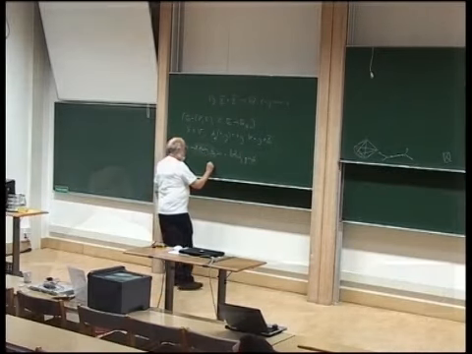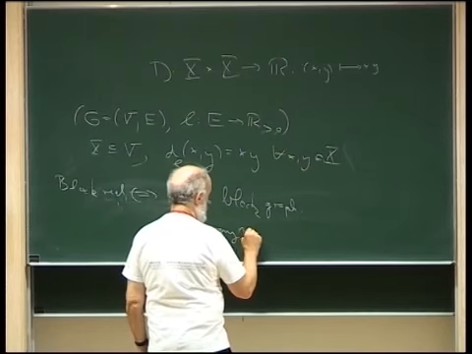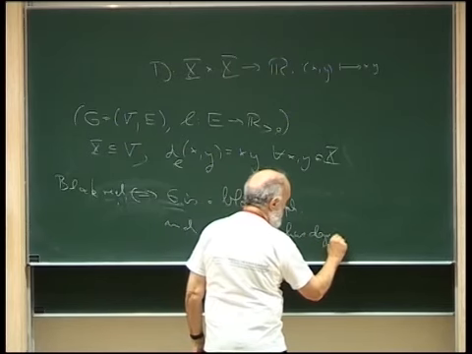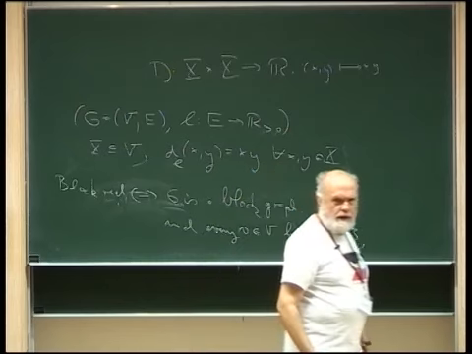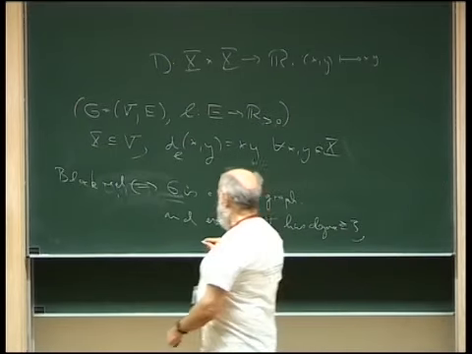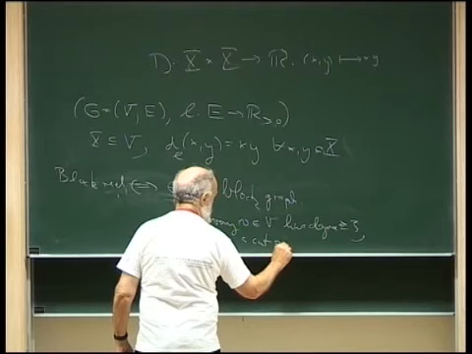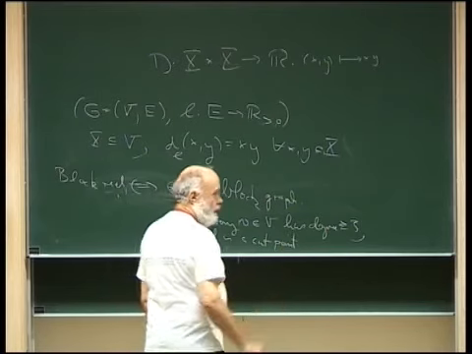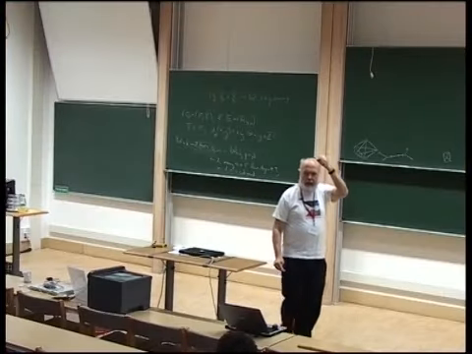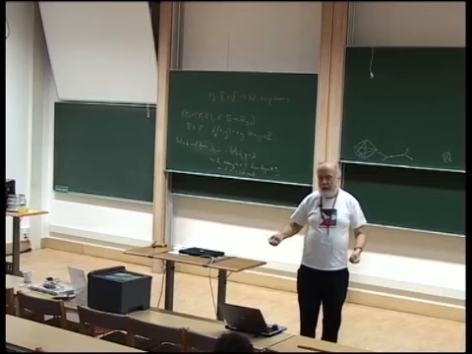G is a block graph, and every vertex v in V has degree at least 3, as for the X trees, and that's not quite enough, and is a cut point of the graph. What is a cut point of the graph? A point that if I take it away, then the graph has one more connected component.